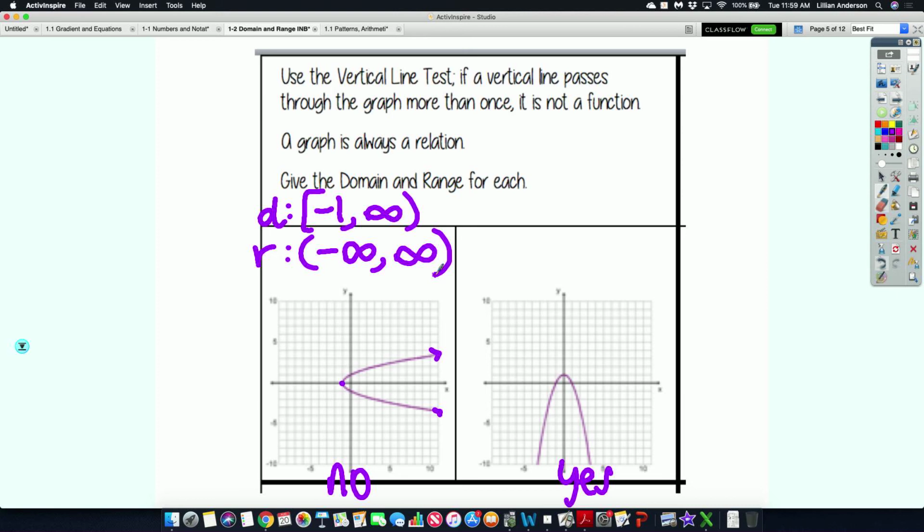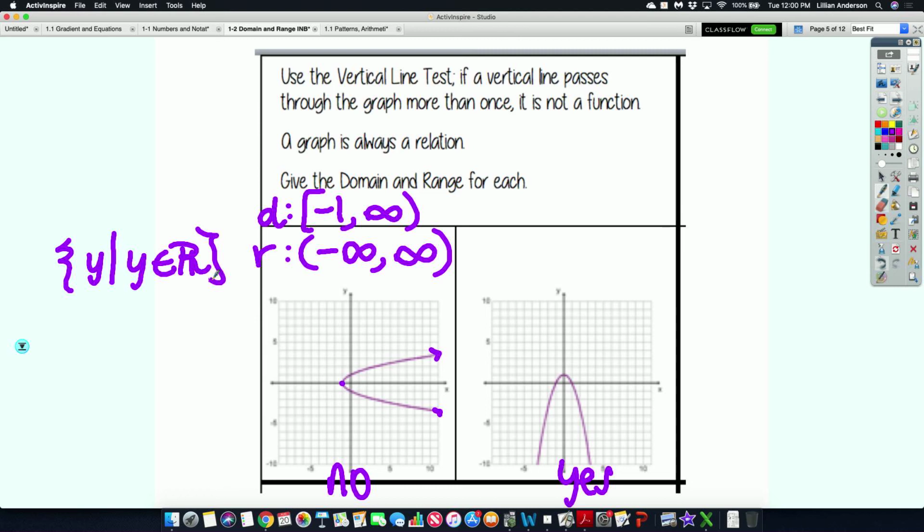So write negative infinity to infinity in set notation. Since this is the range, we're going to use what variable? Y. So the set of y values such that y is an element of all real numbers. That's how you write negative infinity to infinity in set notation. Because that's it. We're including all the real numbers. No restrictions. All of them. Good? Okay.